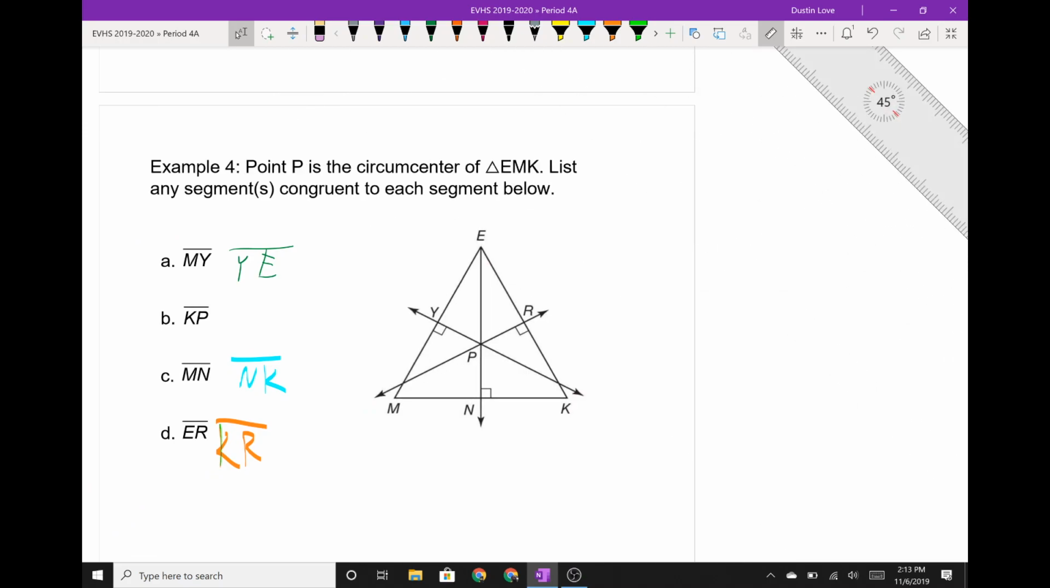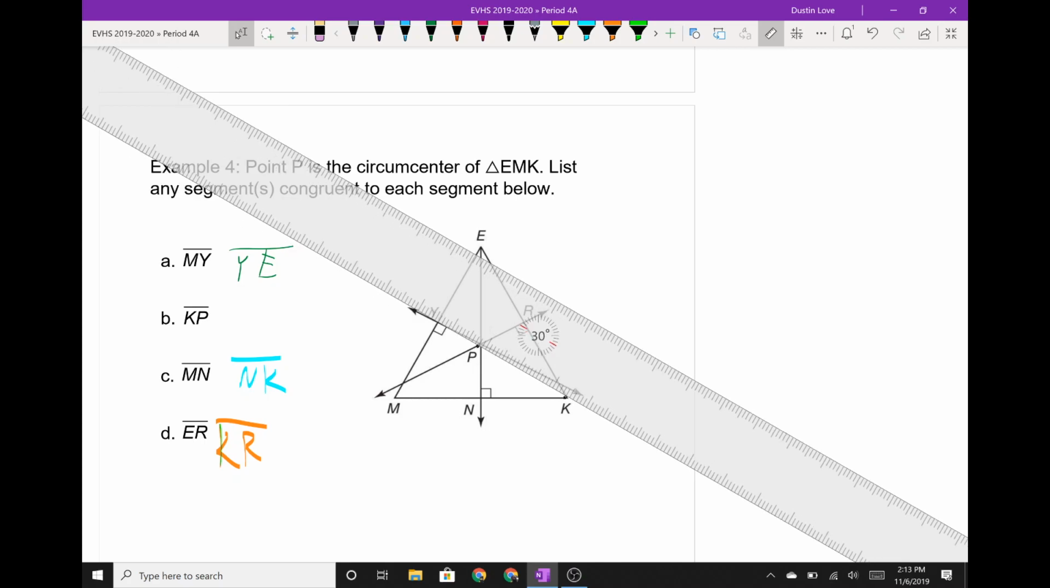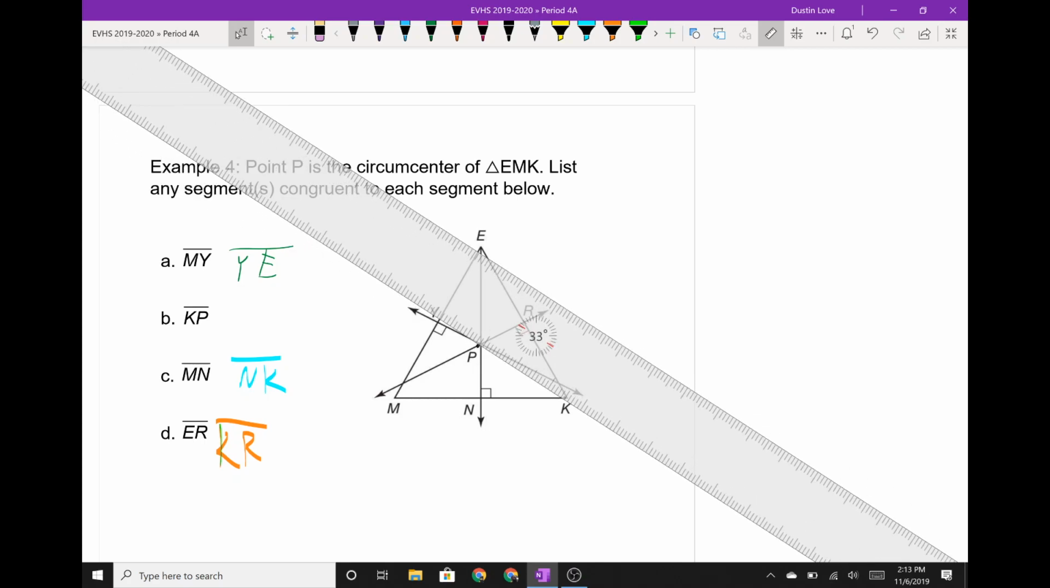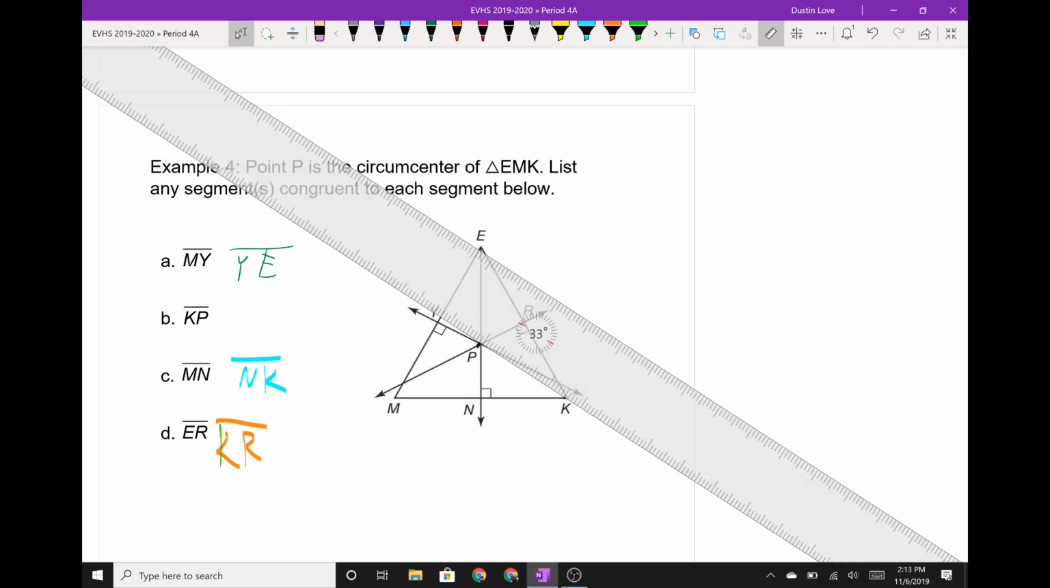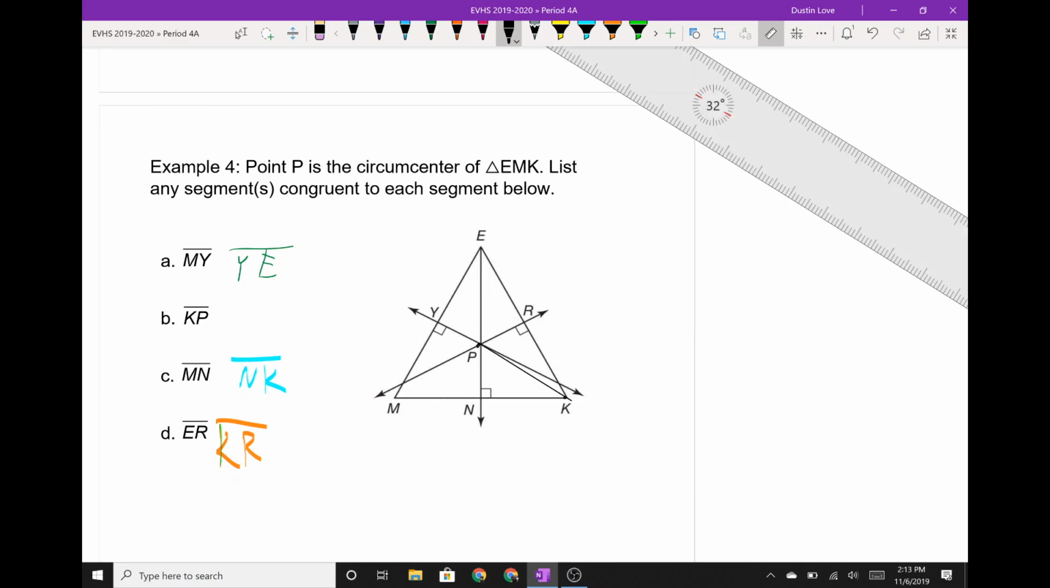Here's the problem, though. KP is not drawn, because KP goes from point P to point K. This segment here is not KP. KP is actually, let's see if I can get this on there. So KP is actually there.